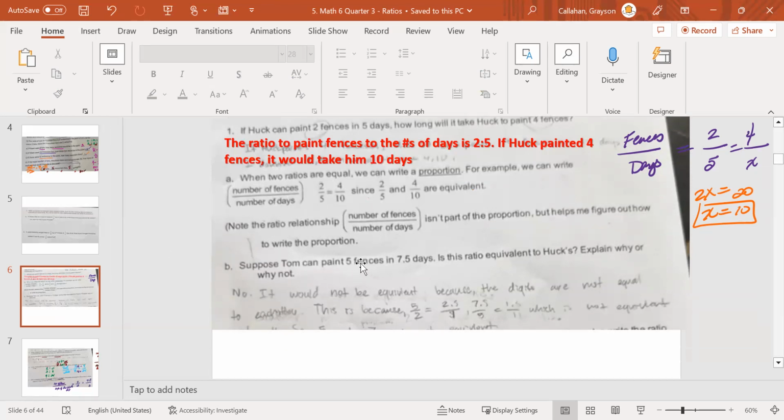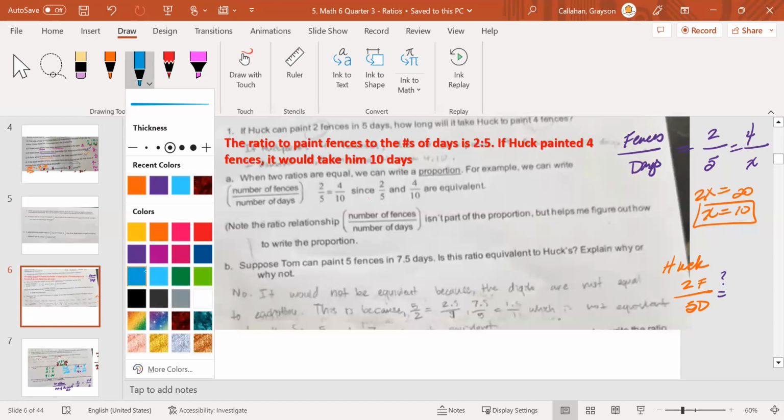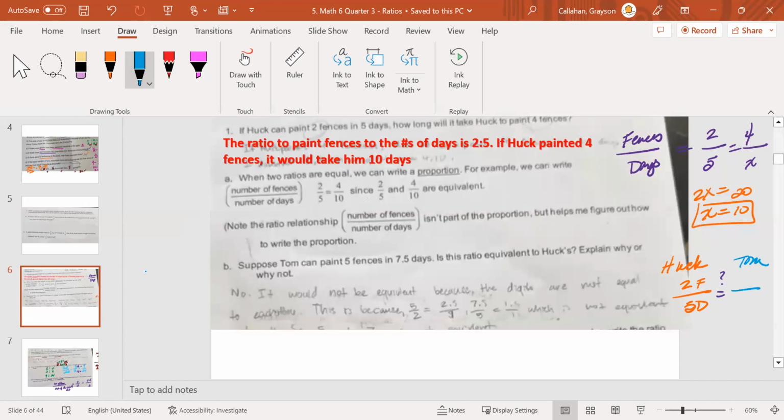Suppose Tom can paint 5 fences in 7.5 days. Is this ratio equivalent to Huck's? Okay, so let's try it. Huck's is 2 fences in 5 days. Let's set that equal, with a question mark, to Tom's. Tom's is 5 fences in 7.5 days. And it's important that you don't mix the fences and days and flip-flop them, okay?